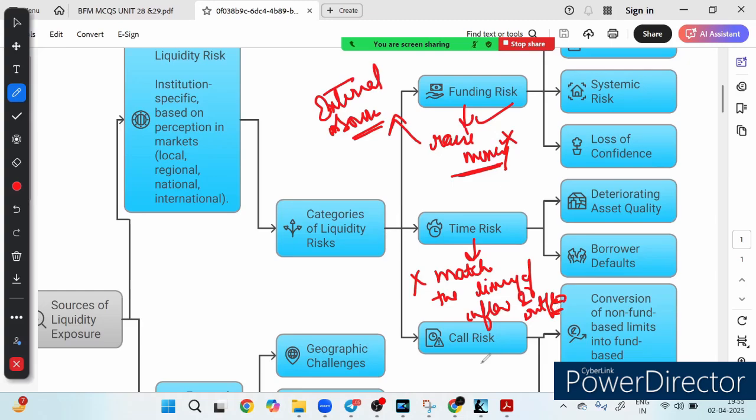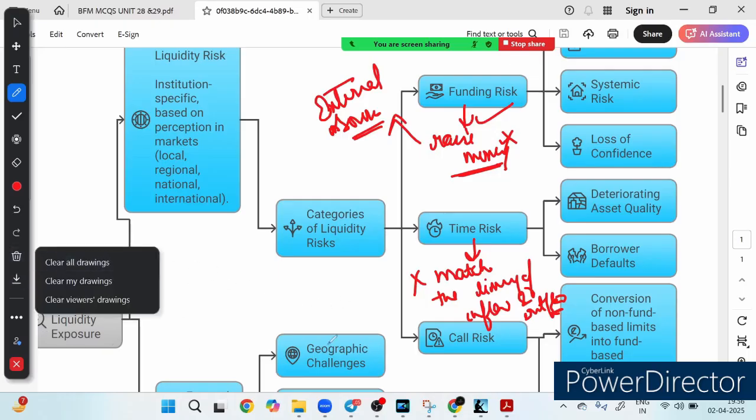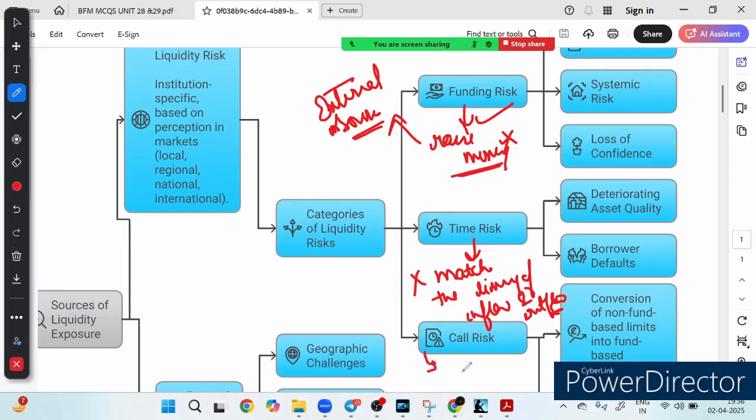So we will talk in detail about this call risk, what it is all about. So tell me, when does call risk happen? Call risk happens when a loan or other obligation is called earlier. So call risk happens when a loan or any other obligation is called earlier. That is why the name is call risk. So whenever a loan is called earlier than expected, it can create a sudden liquidity gap. This kind of risk is called call risk. Why is it named call risk? Because they are called earlier, right?